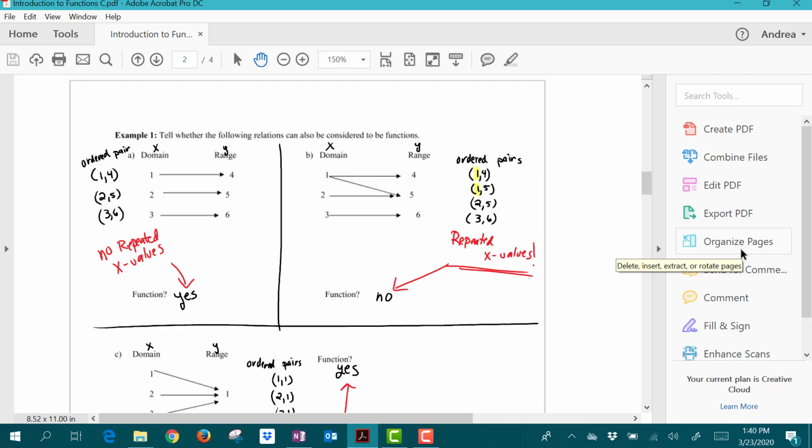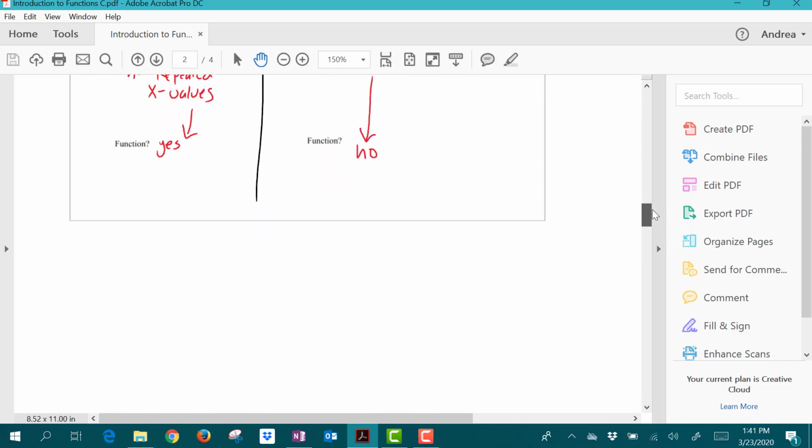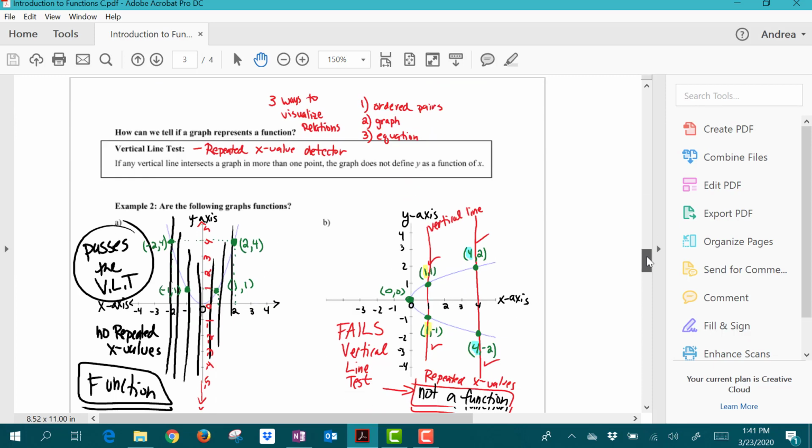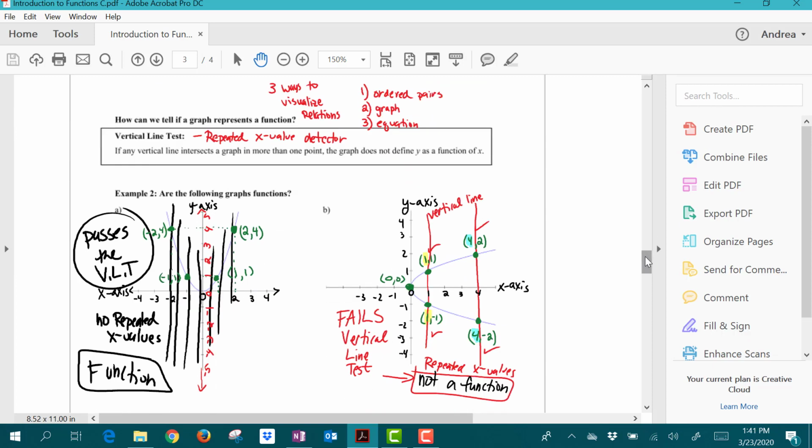Now when we looked at those examples, we talked about the idea that when we look at the ordered pairs, we wanted to have no repeated x values. If we had repeated x values, then we did not have a function. So we wanted no repeated x values, and then we had a function. One of the things that we talked about also was something called the vertical line test. So this was also really important to us.